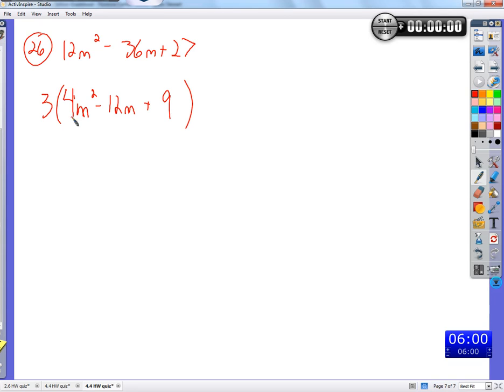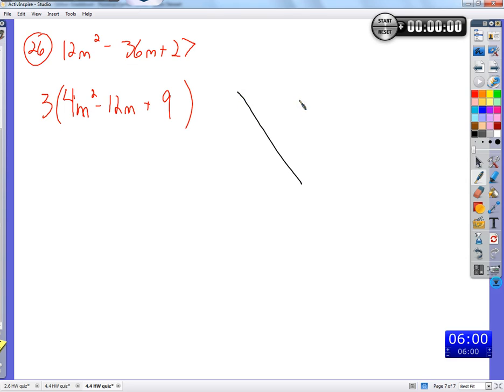Alright, is there anything that these have in common? Can we factor out something else? Oh, no. Maybe these two have 3 in common, and these two have 4 in common, but they don't all 3 have the same thing in common. Okay?